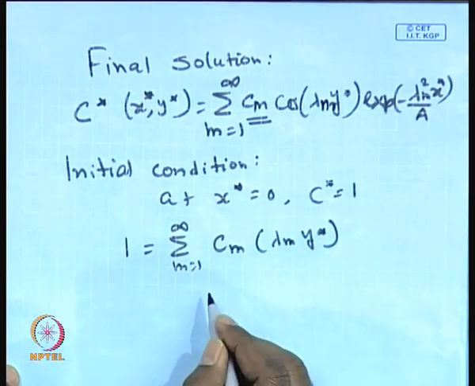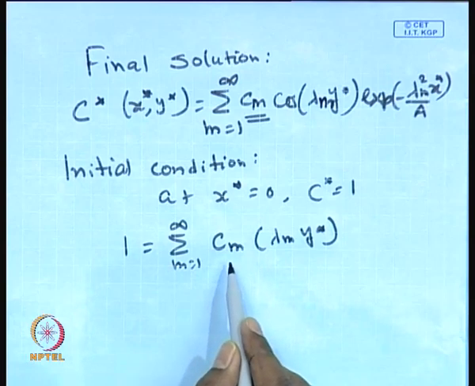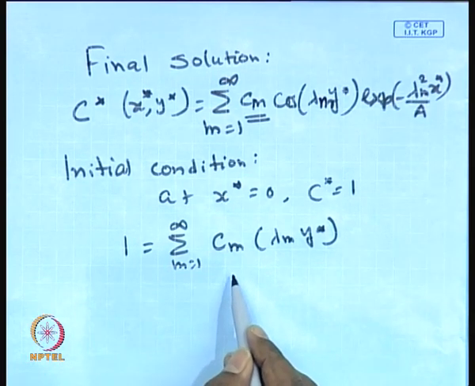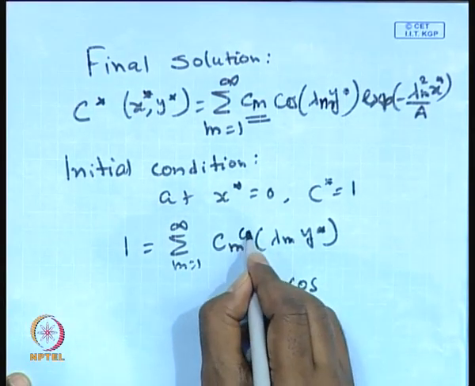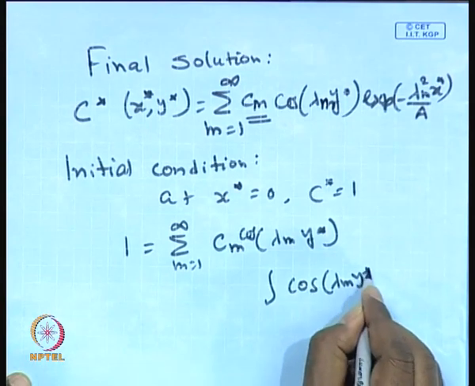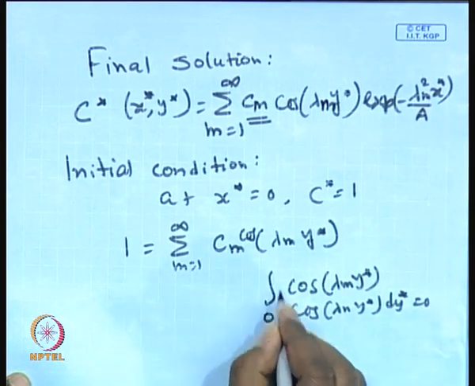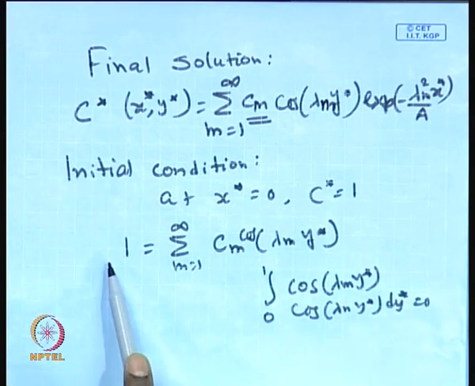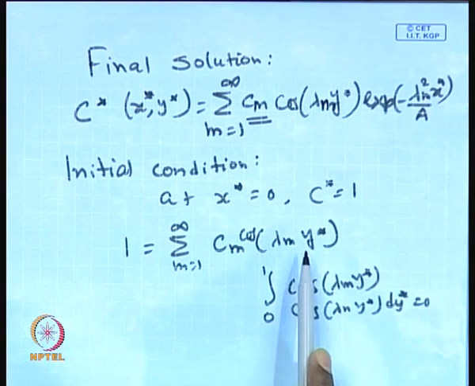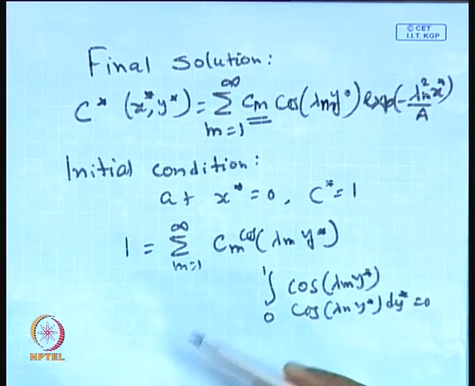Now, again, I'm not going into mathematical detail. This equation can be solved, and you can determine the value of C m if you utilize the orthogonal property of the cosine functions. Cosine functions are orthogonal to each other. That means the integral of cosine lambda m y star cosine lambda n y star dy star from 0 to 1 will be equal to 0. This is known as the orthogonal property of the cosine function. That means you multiply both sides by cosine lambda n y star dy star and integrate across the domain of y star, from 0 to 1.